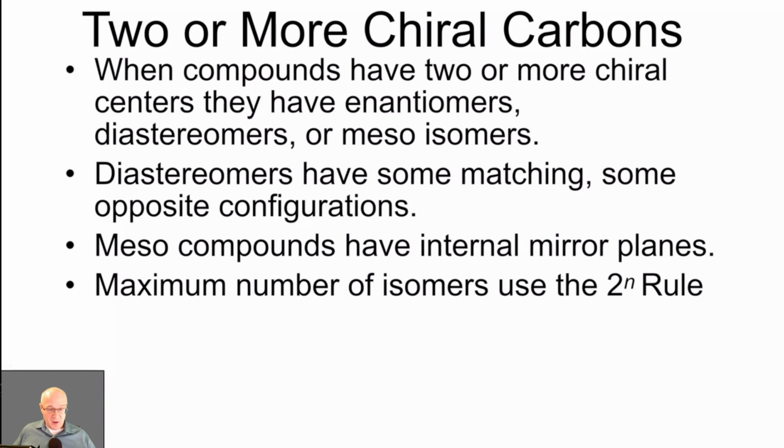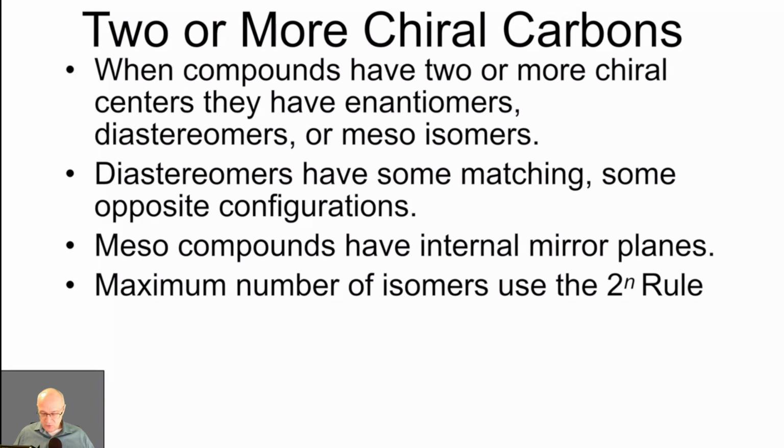Now, before we get to it, a meso compound has an internal mirror plane. So it has 2 chiral centers, or 3 or 4 or 5, or 6 or 7 or 8 or whatever it is, but they have an internal mirror plane which prevents them from being chiral. Okay? Prevents them from being chiral.